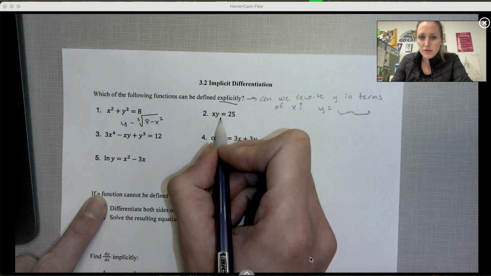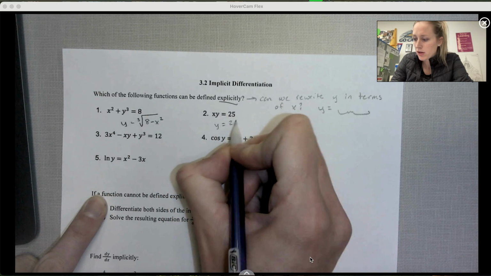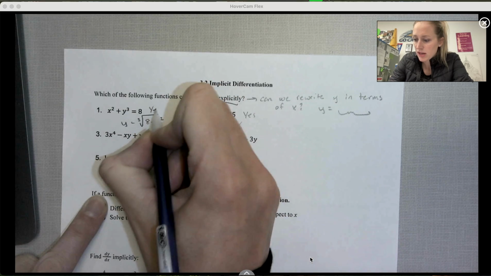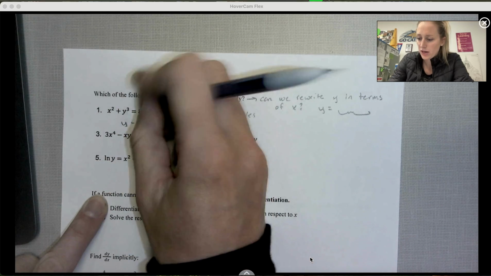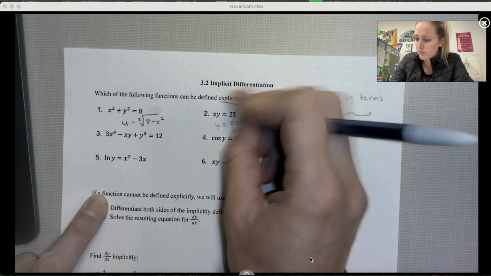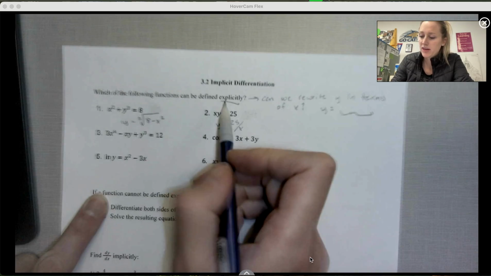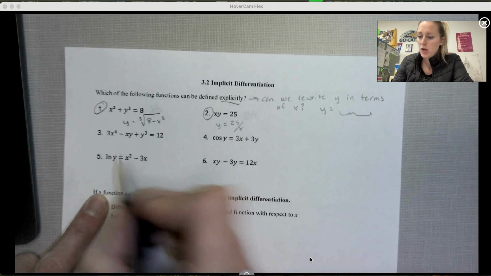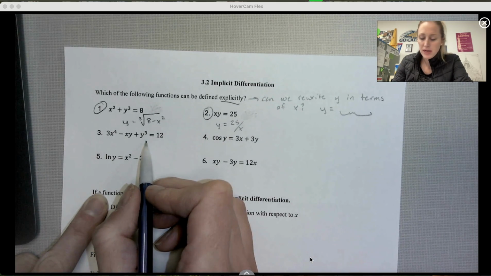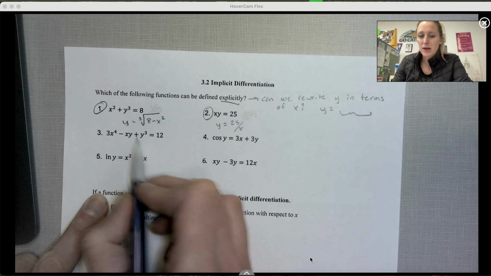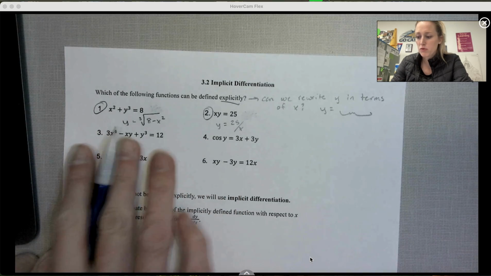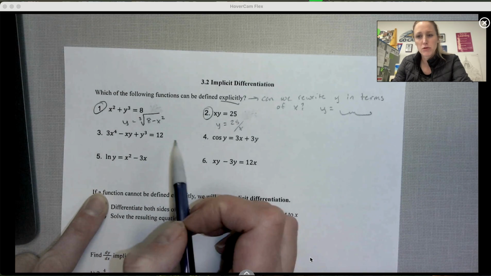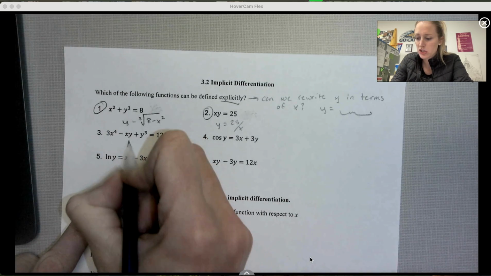Here, I could divide both sides by x, right? So these both are yes. Which of the following can be defined explicitly? So for sure, 1 and 2 can be defined explicitly. Okay, here, to get y by itself, notice I have y in multiple terms. So if I move these two terms to the other side, I have y on both sides, so taking the cube root, I don't get y by itself. So this one is no.